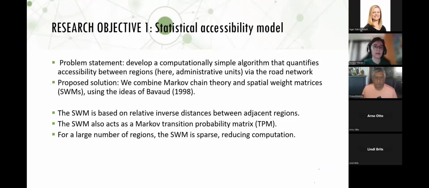And then just to make computation a lot easier, you can just multiply that matrix a bunch of times to get probabilities of moving between further away units. I've got some examples.